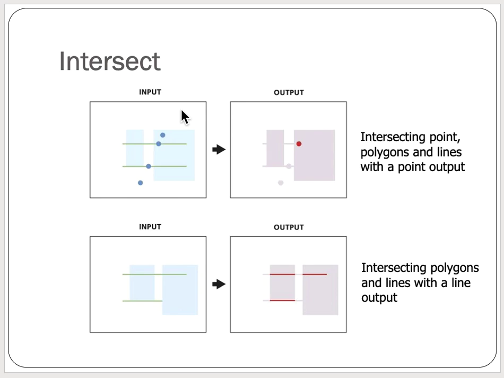Here we could see intersecting point, polygons and lines with the point output. So our intersection is only occurring here with a point output because this is where the point, line, and polygon intersect, only in this area. And we could see here intersecting polygons and lines with a line output. So where the line intersects with the polygon, that will show as your output layer, which are these three lines.